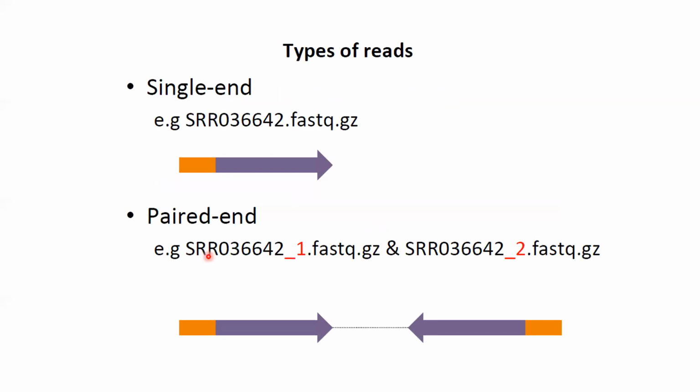Okay, so there are two types of reads, single-end and paired-end, depending on how you have sequenced your genomic libraries. Usually the paired-end, you can recognize them because they have _1 or an _R1 or _F for forward. So they usually have the same name and _1 and _2.